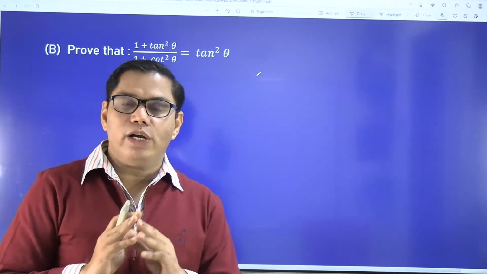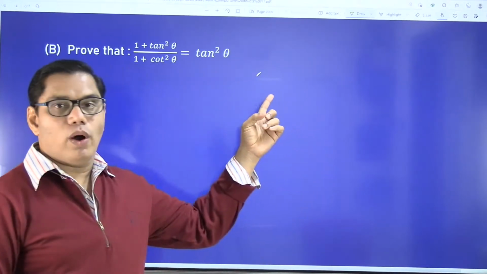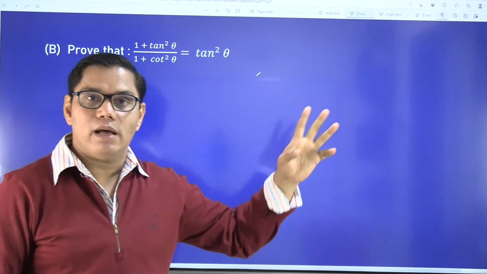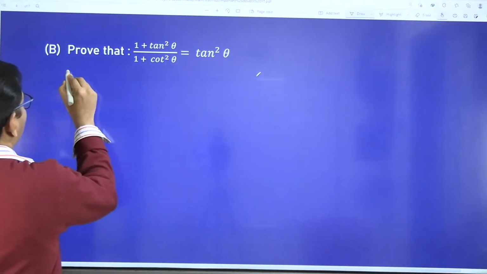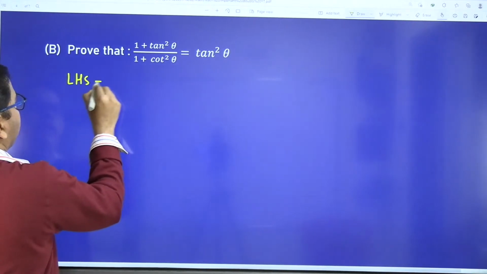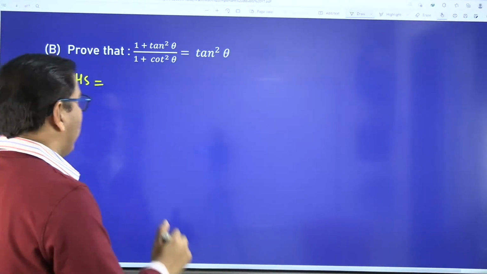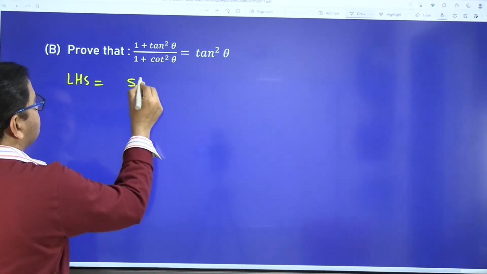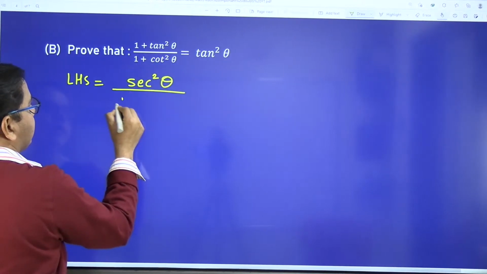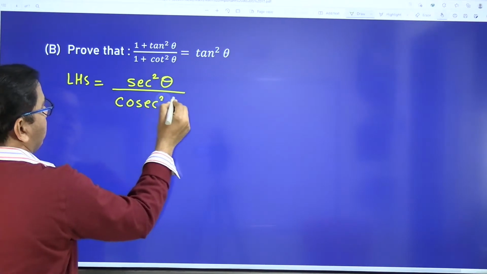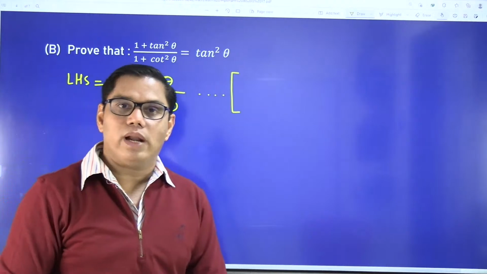So wherever possible, we don't have many identities, we have just three identities. One which we have already used, that is sine square theta plus cos square theta, and the other two identities we are going to use now. Look here, what is in the numerator? Numerator is 1 plus tan square theta. We have a special identity for that. 1 plus tan square theta is equal to sec square theta. And what is 1 plus cot square theta? That is equal to cosec square theta. Right? Whenever you use an identity, please make sure that you write the reason.